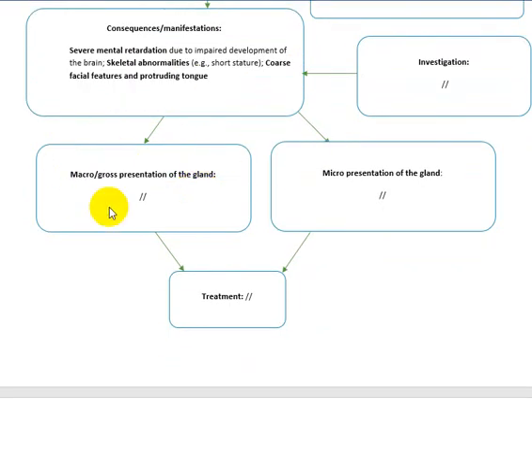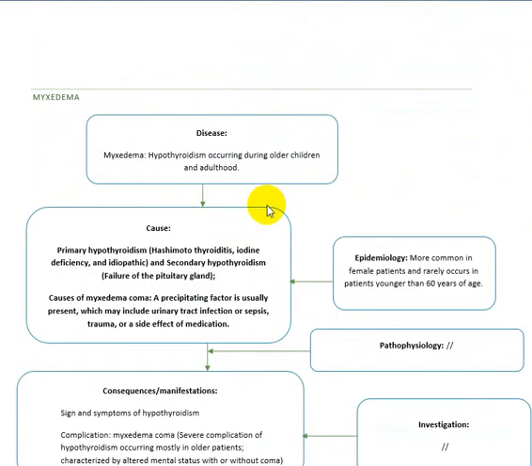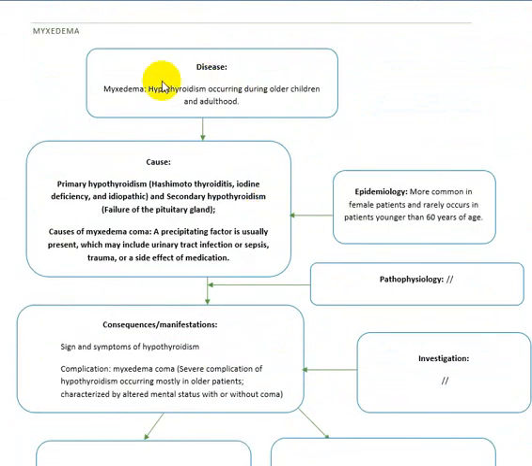With macro presentation and micro presentation, nothing is similar. Now in case of myxoedema, we have hypothyroidism occurring during older children and adulthood. So this is myxoedema in older children, and this is hypothyroidism occurring in older children and adulthood.